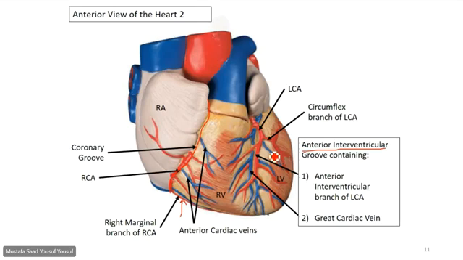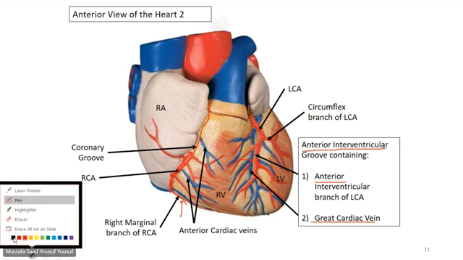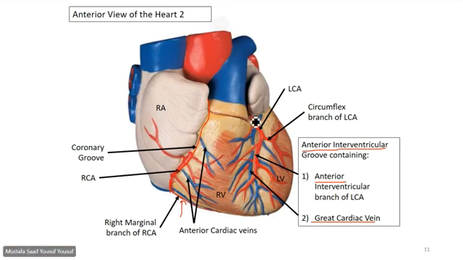It also contains vessels, which are the anterior interventricular branch of the left coronary artery, this artery here, and the great cardiac vein, this vein here. So the left coronary artery also arises from the aorta, but it turns behind the pulmonary trunk and then passes anteriorly. Here it will divide into 2 branches. This is the left coronary. It will divide into 2 branches.